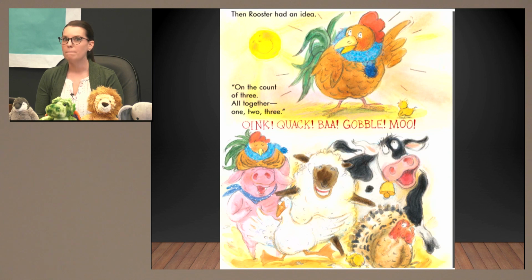It didn't, but it's repeated from the previous pages. So we could anticipate the noises that the animals were going to make because we've already heard them. Oink, quack, baa, gobble, moo. I also noticed that the text keeps repeating the line, but Farmer Fred kept sleeping. When writers use repeating lines and words like that, it helps us predict what the words are going to say.